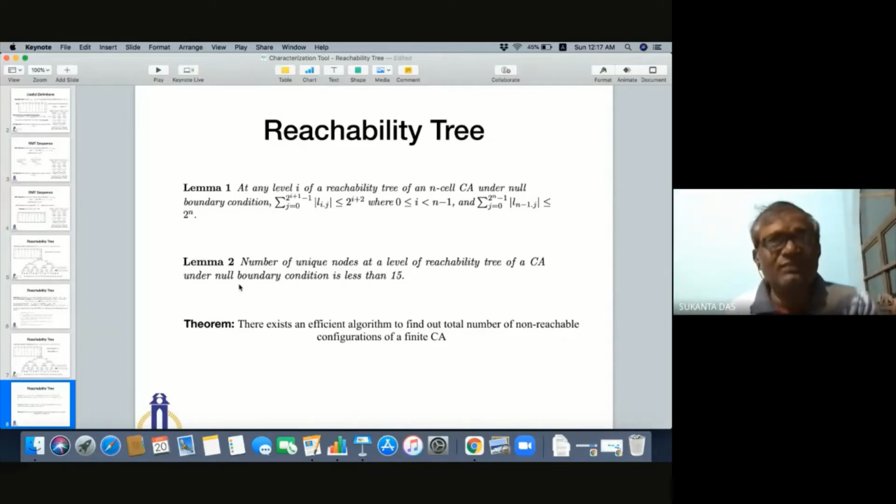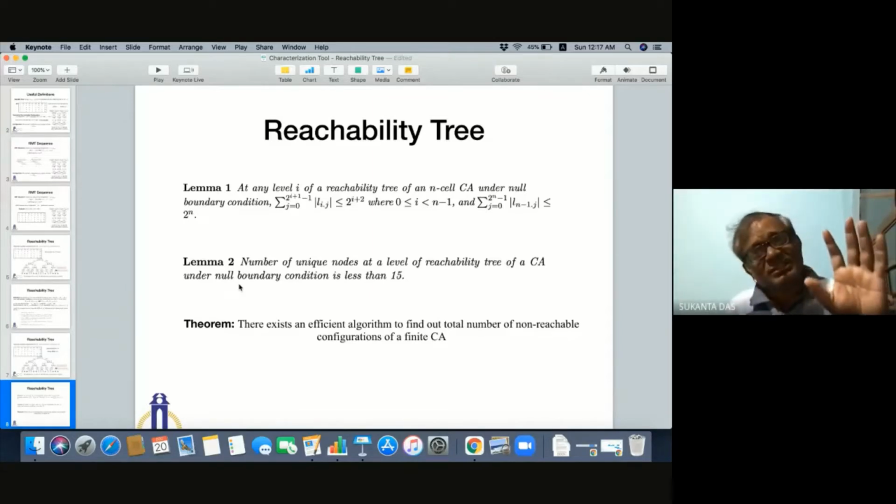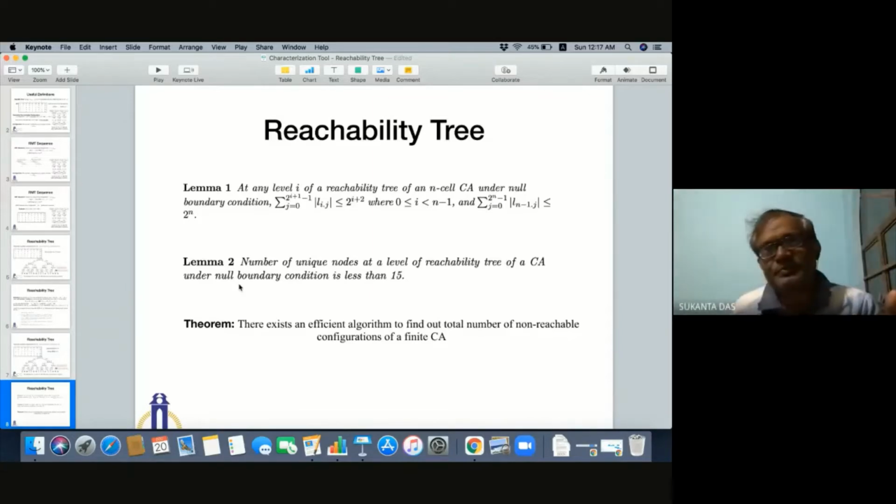These algorithms are available. Just by exploring the reachability tree, the structure of the tree, it is possible to find out the total number of non-reachable configurations of a finite CA in linear time. Okay, so its proof is actually the construction of an algorithm, and Lemma 2 is guiding that it's possible to develop such an algorithm. And that's all for today.